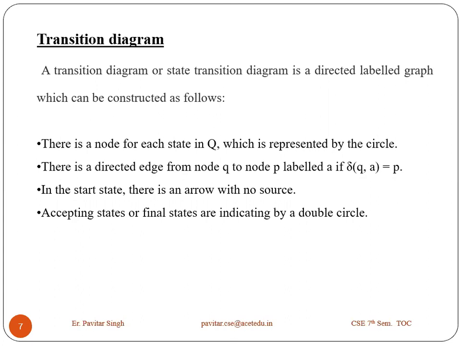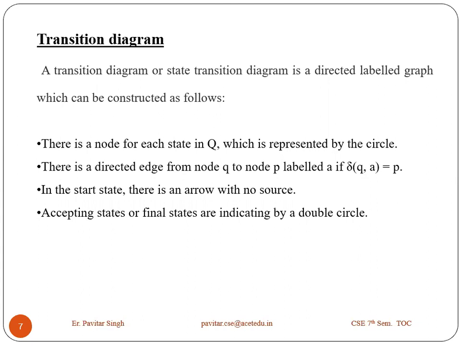So each node will be represented with the help of a circle. They are your states. Again, this is your state, or you can say it as a node, right? It is labeled A if delta of Q comma A is equal to P. It means here Q approaches P by processing small a. So here A is acting as an input.